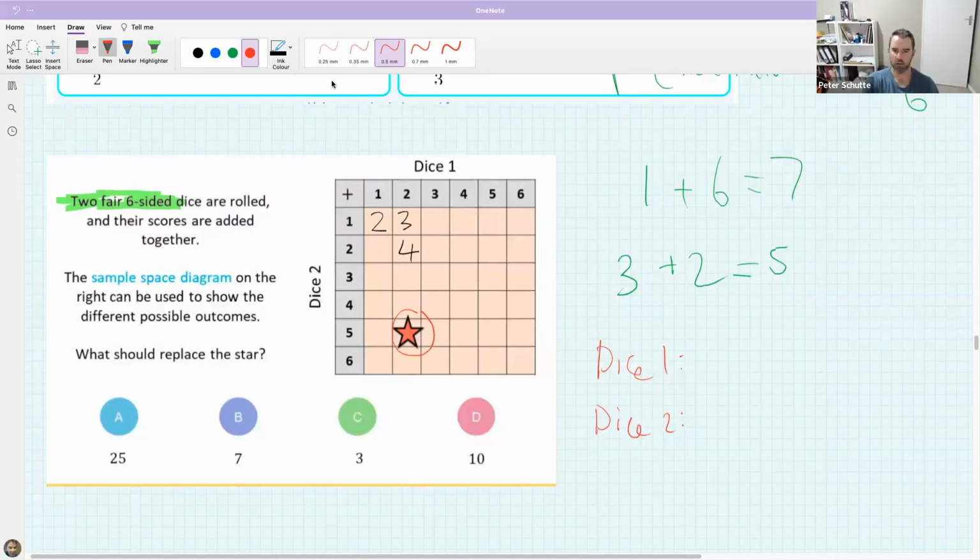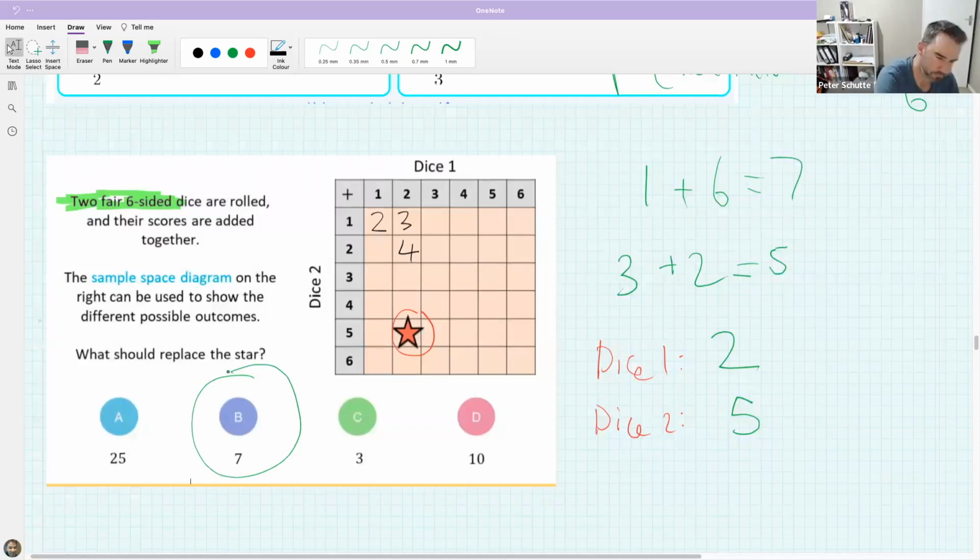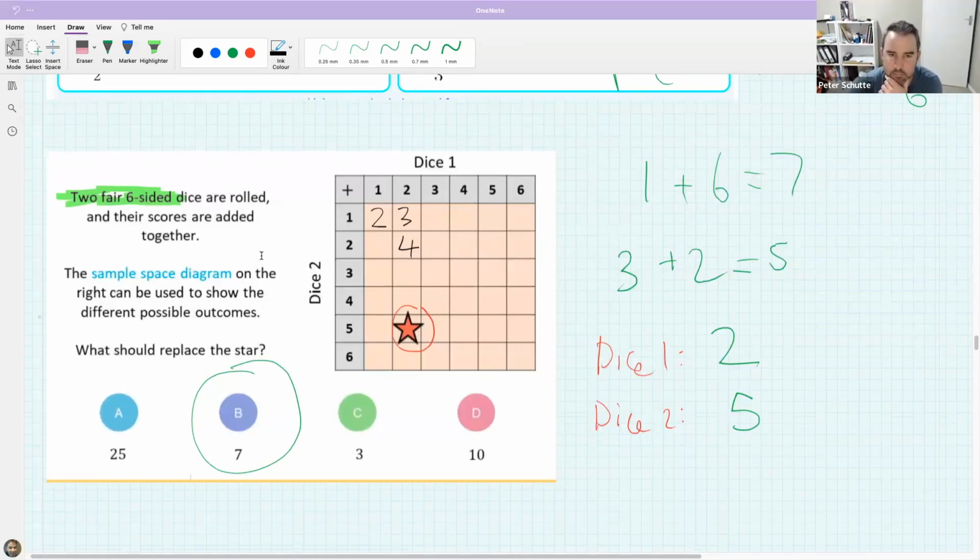Well, you must have thrown a 2 on dice 1, and you must have thrown a 5 on dice 2, which means behind the red star must be the sum of those 2 items, which is 7. And so all the table is doing is it's just making it easy for us to visualize all possible outcomes, which, as you can see from today, is pretty much visualizing the outcomes is half the battle with probability.